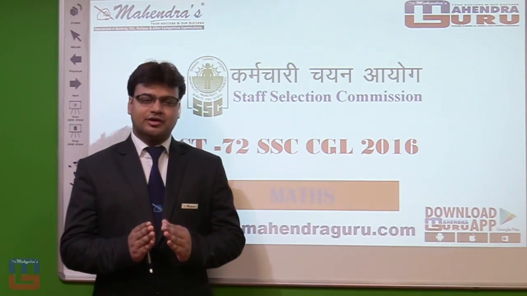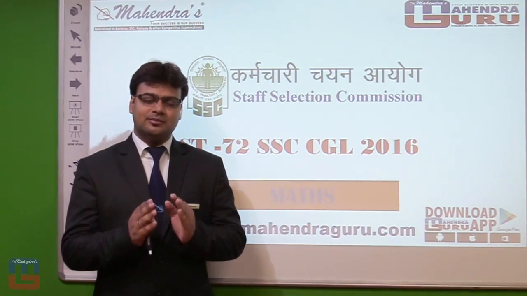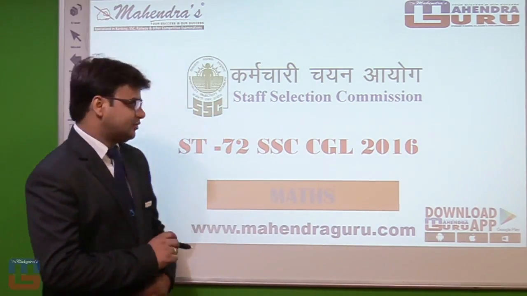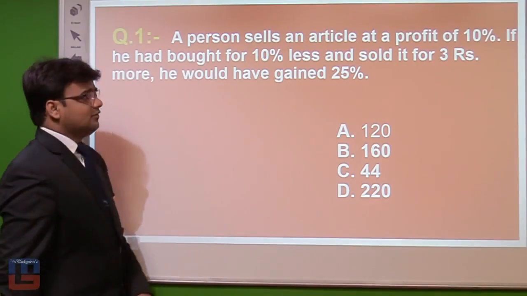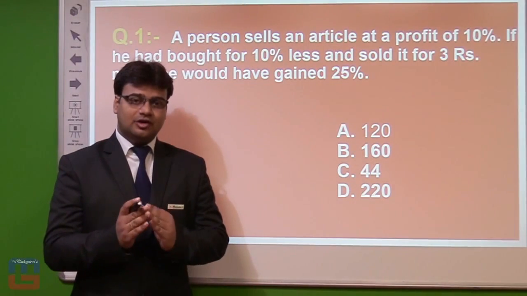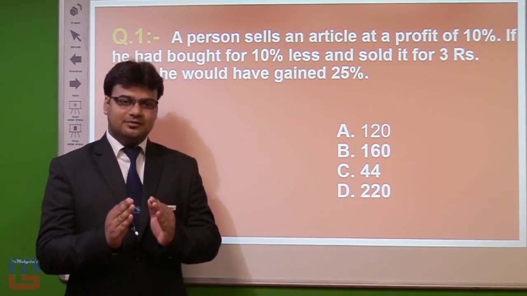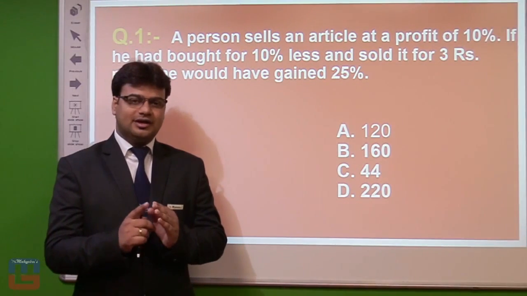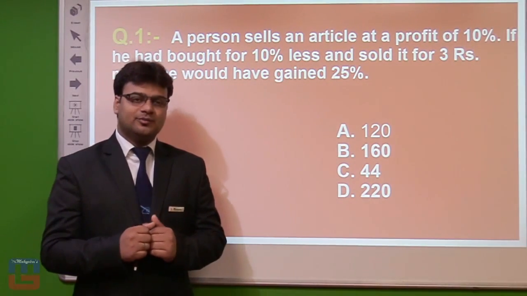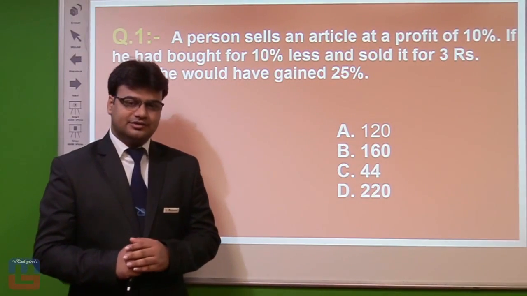Here we discuss some important questions of advanced maths and some quantitative aptitude questions. The first question is based on profit and loss. A person sells an article at a profit of 10%. If he had bought 10% less and sold it for ₹3 more, then he would have gained 25%.